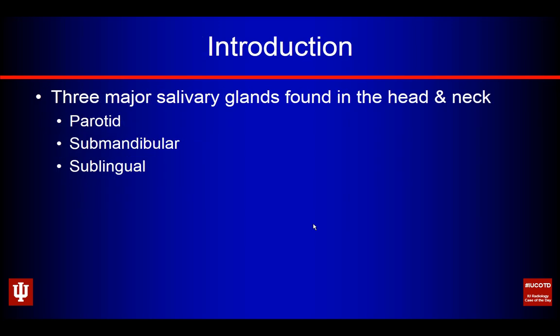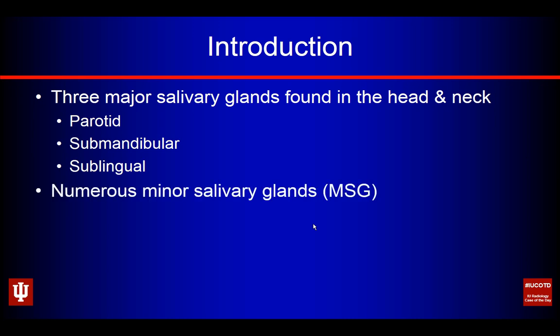Okay, so let's get started. So in the head and neck, there are 3 major salivary glands. Really, there's 3 pairs of major salivary glands. You have your parotid, your submandibular, and your sublingual glands. In addition to those, you have numerous minor salivary glands. And when I say numerous, I mean on the orders of hundreds, maybe even over 1,000.